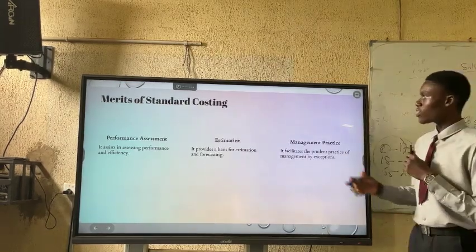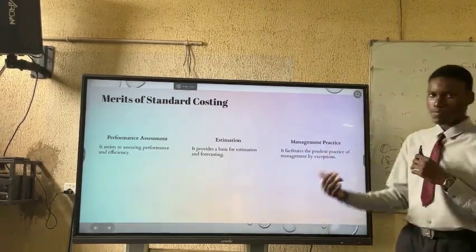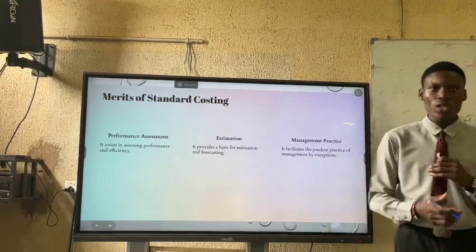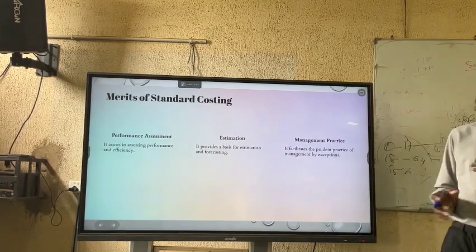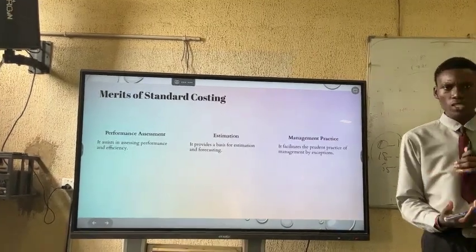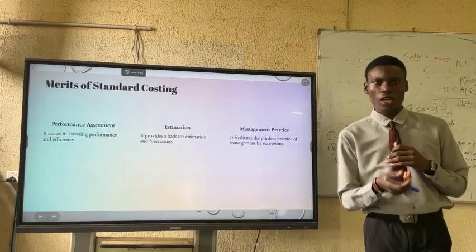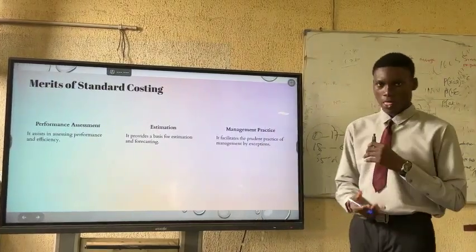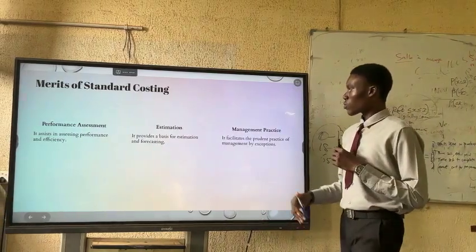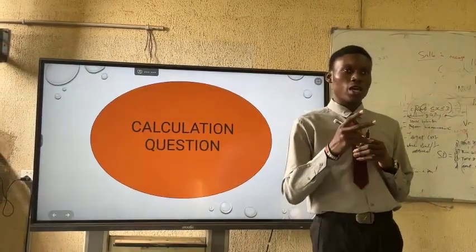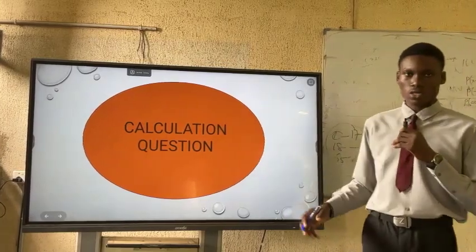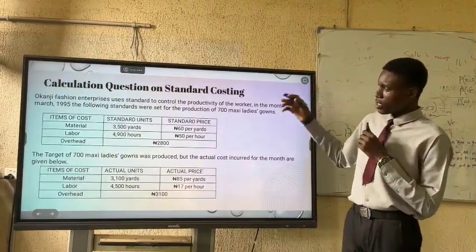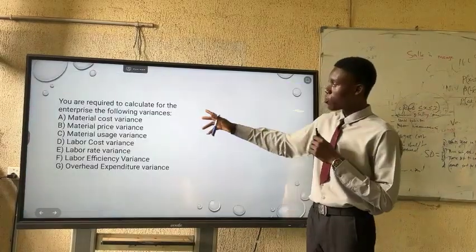You understand? So now another merit of standard costing is management practice. It facilitates the prudent practice of management by exception. So when standard costing is used by a business, it helps the management to be more prudent, to be more effective in their cost practice, in their cost management and efficiency. Are you guys with me? So now, as we go forward, we will solve a question under standard costing. But before we solve that question, I would like to explain the terms that we'll be looking for.